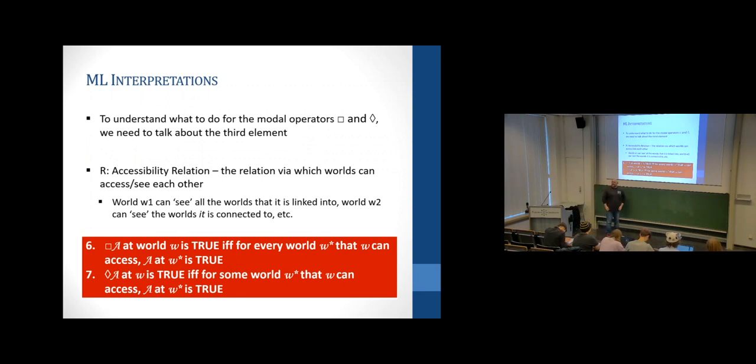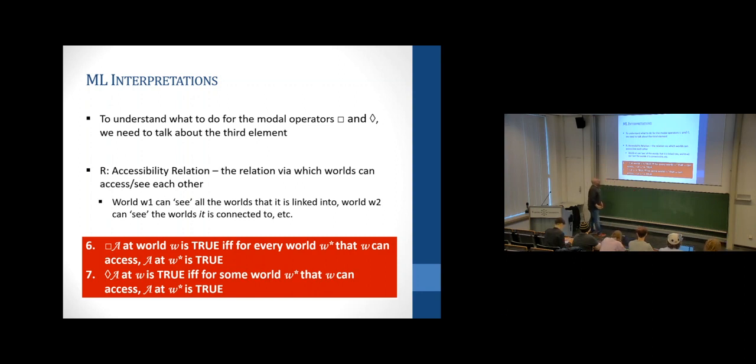So an accessibility relation is literally a relation, right? It's at least a two-place predicate. And it tells us which worlds can access or see each other. And note, see here is again kind of metaphorical, but we can think about it this way. The accessibility relation tells us what possibilities, what situations are reachable from where we are, relative to one world.